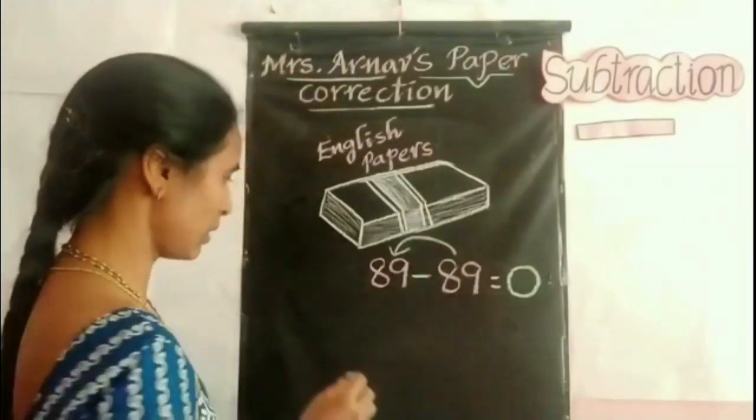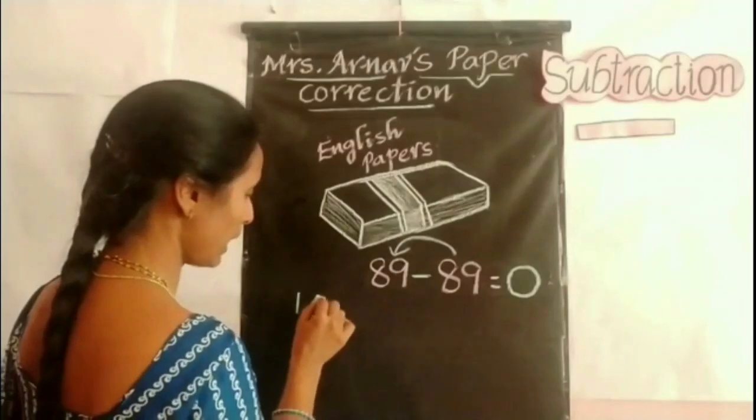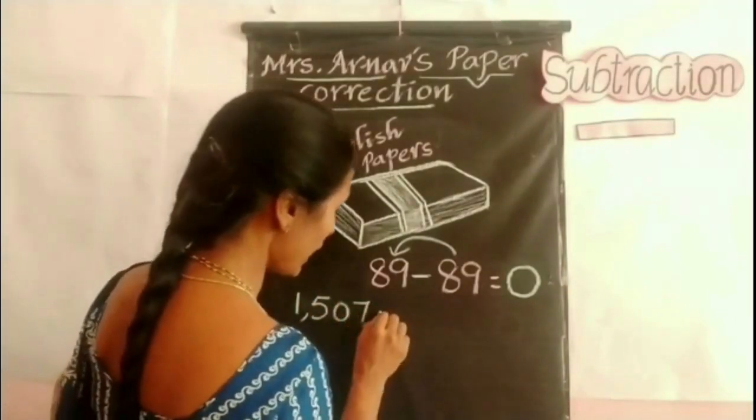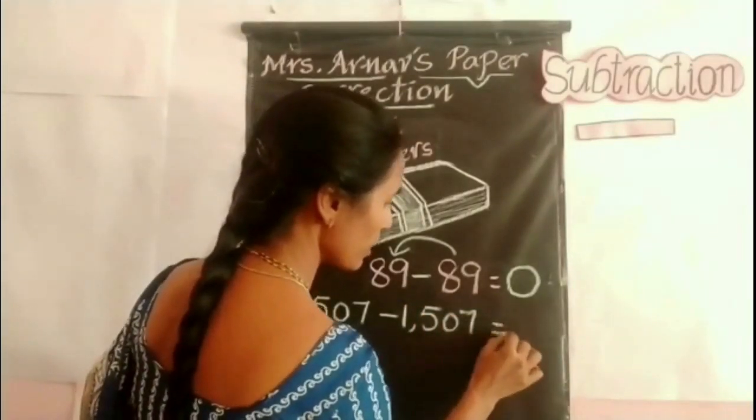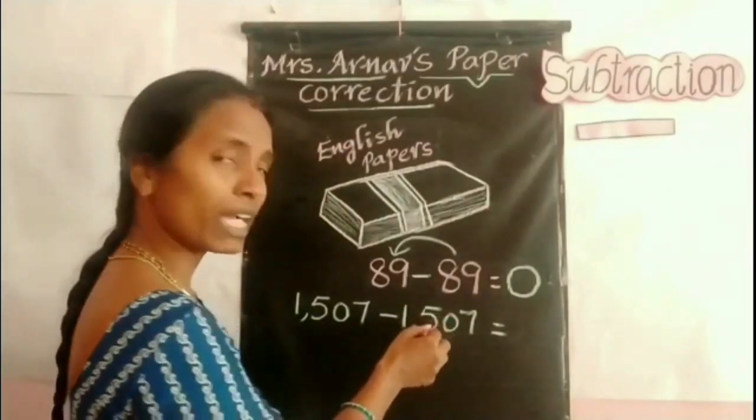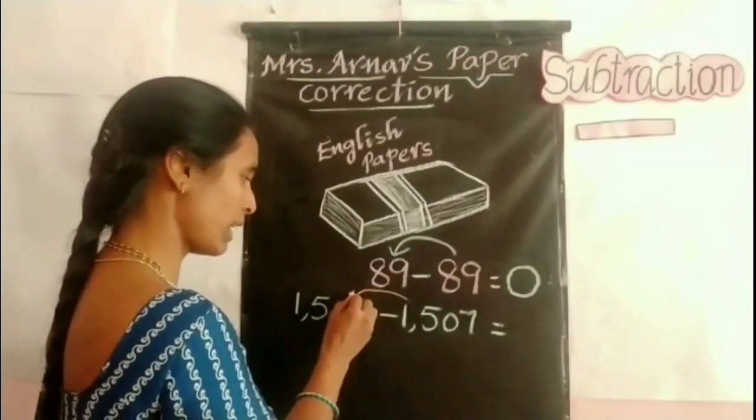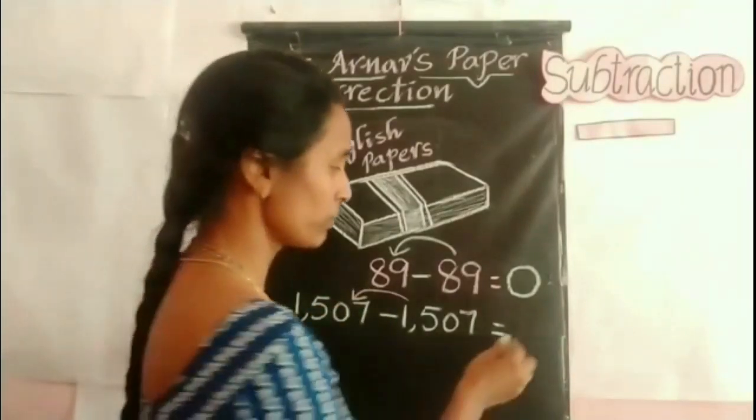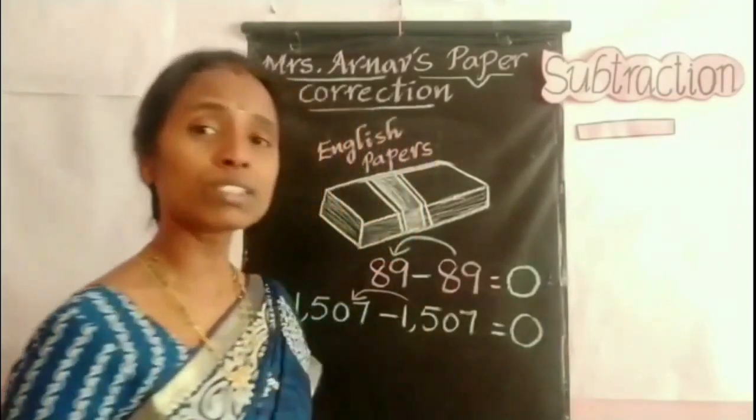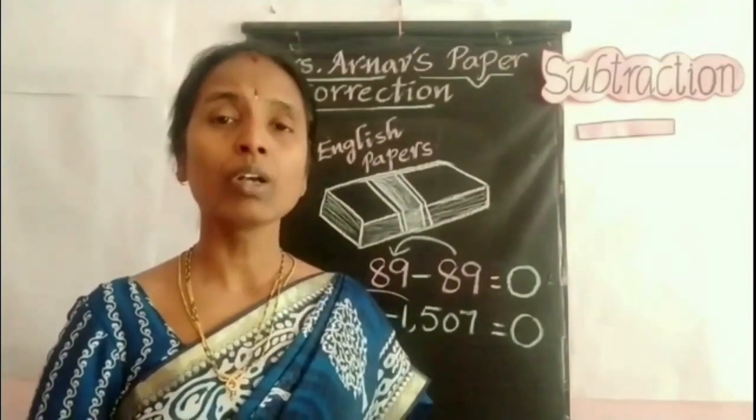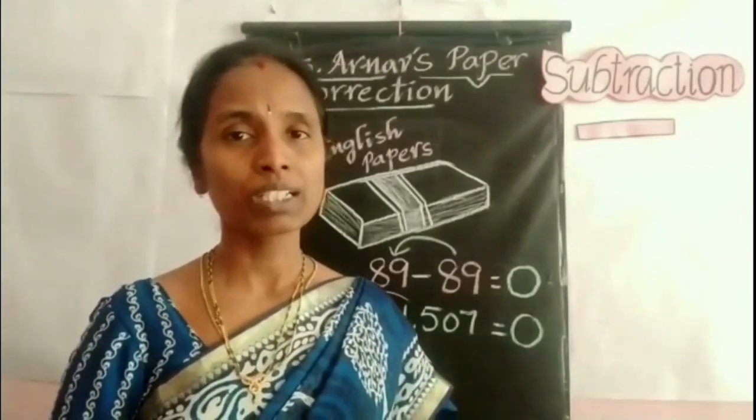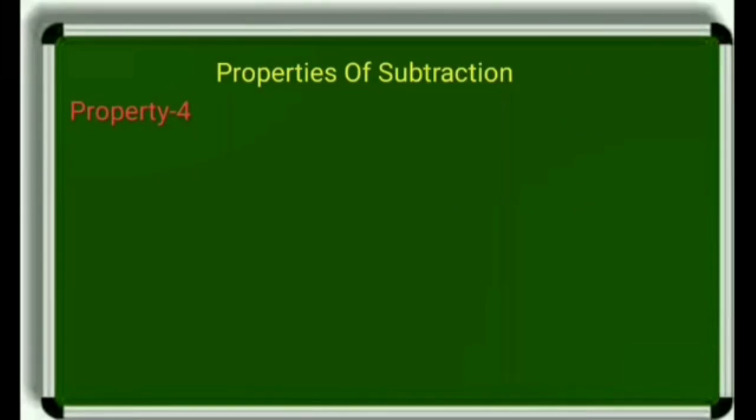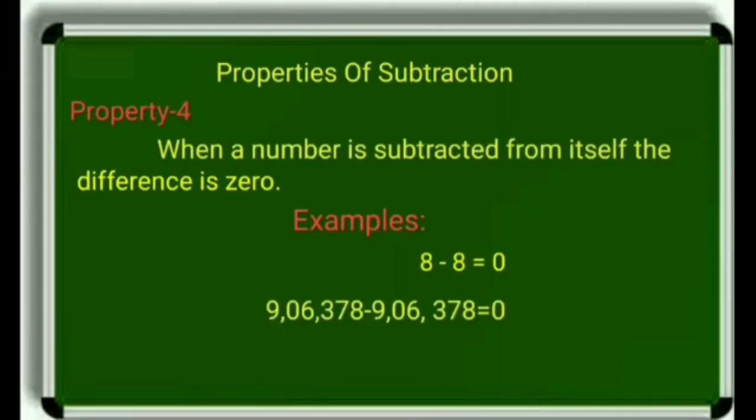Let me show you one more example. Here, 1507. Again I am subtracting 1507. So here also I am doing the same or not? I am subtracting 1507 from 1507. So the difference is what, children? Exactly, the difference is 0. This is the fourth property of subtraction, children. When a number is subtracted from itself, the difference is always 0. Let us see the property. Children, property 4: when a number is subtracted from itself, the difference is 0.